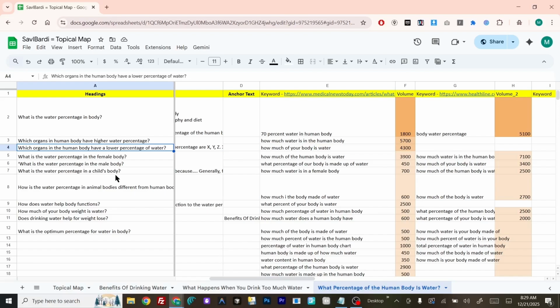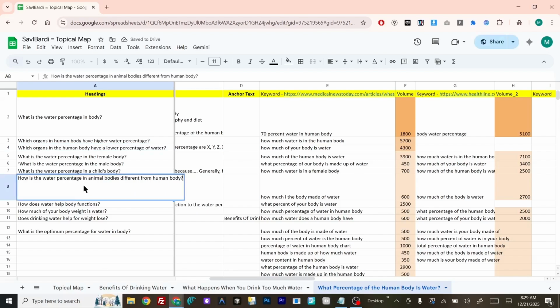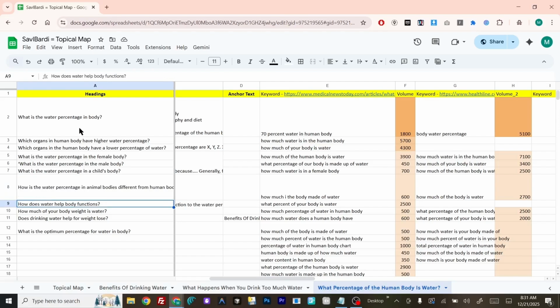If you look at the queries by meaning, it's all about the human body. So, as in lexical semantics, we go for alternates to animal bodies. We talk about the siblings of the human body and which animal has what percentage. We did not go for a specific one; we make it general. Then we go for how water helps body functions. We also talk about this question in our benefits of drinking water and what happens when you drink too much water. We talk about the same question in other different briefs.